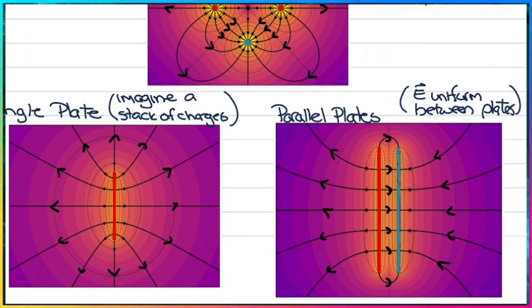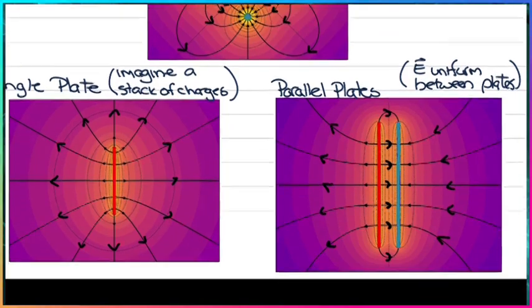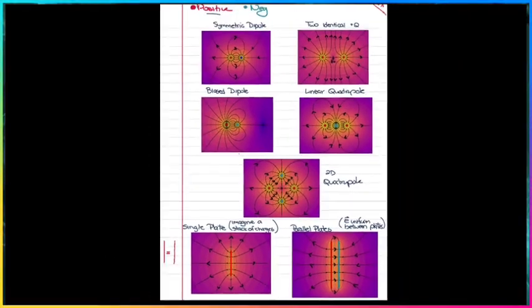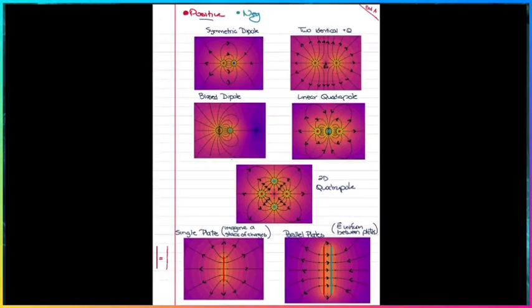Essentially, within the plates it's purely horizontal. And it also turns out that it's uniform. Notice that the spacing between the field lines is more or less the same everywhere, which suggests that the magnitude is the same everywhere. We will come back to this and see this again. The parallel plate is something we'll use a lot. But this introduces the idea here. So, kind of fun to draw these electric field lines.